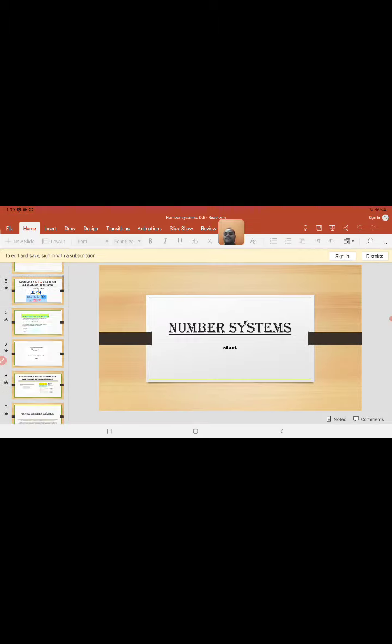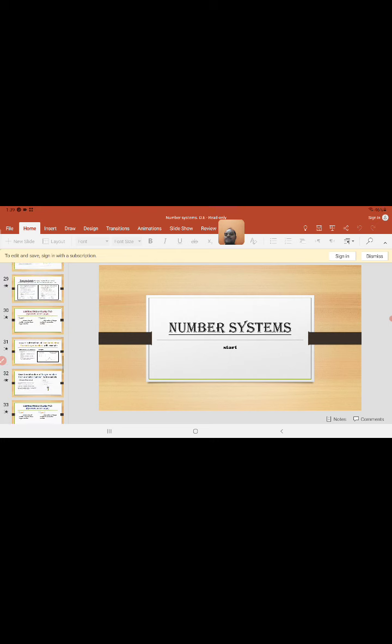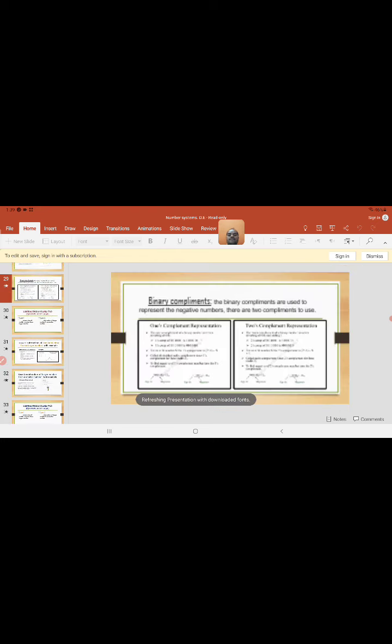And in the next case we have one of the most important topics, called complements. What is meant by complements here? They are also called binary complements. Binary complements are used to represent negative numbers, and here we have two complements: one's complement and two's complement. What is meant by one's complement and by two's complement?